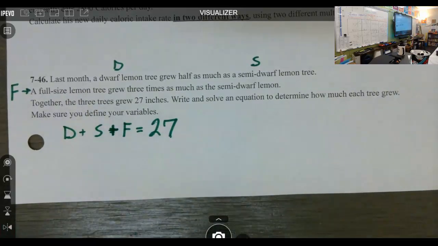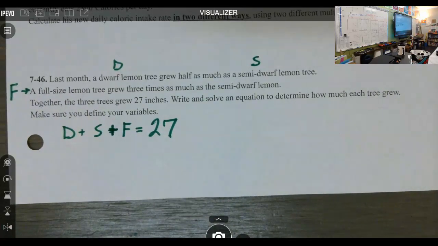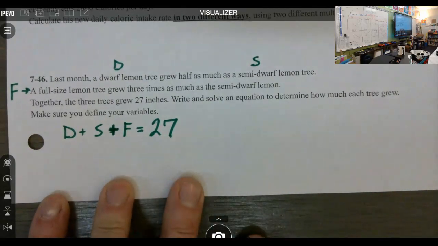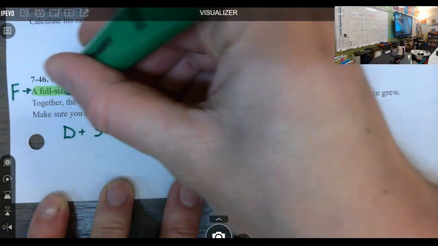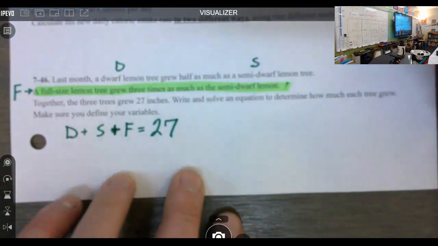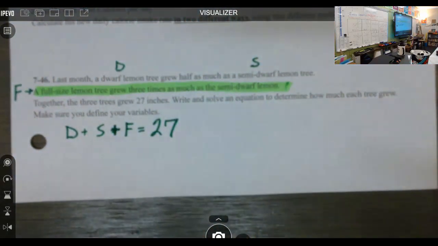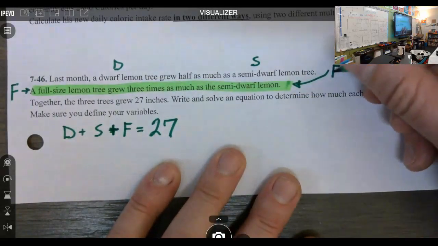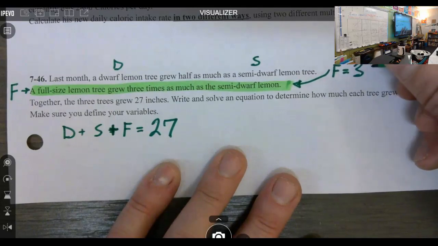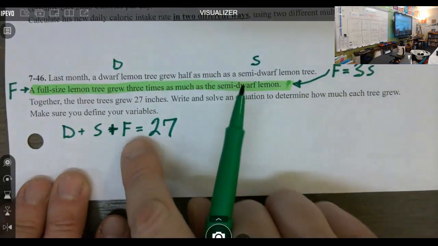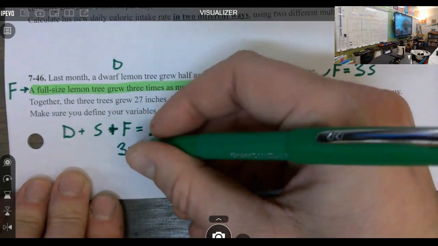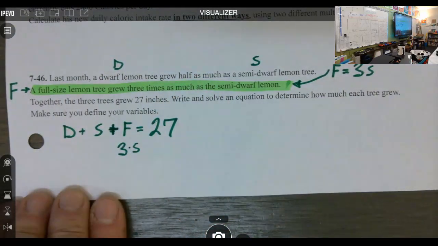Sophie, you're right here in front of my face. Well, it grew 3 times as much as the S, so F equals 3S. Sophie's saying this tells us F is 3S. So beneath the F, we could write 3 times S.